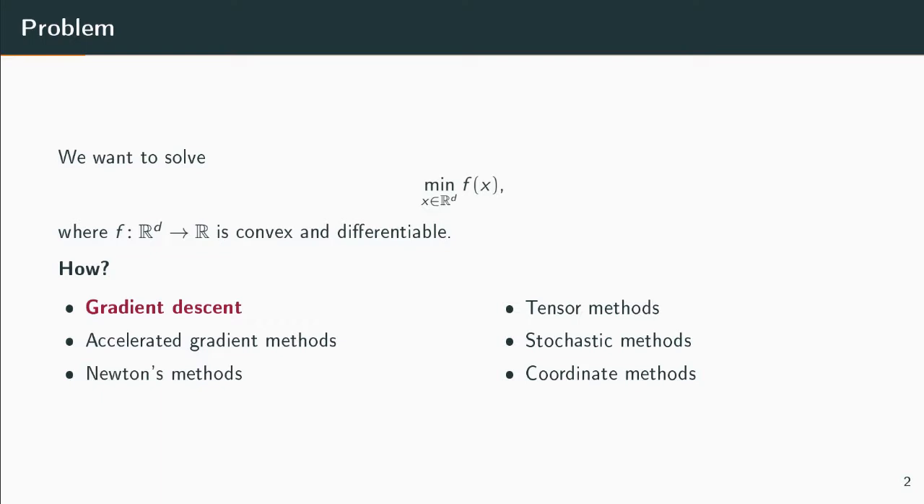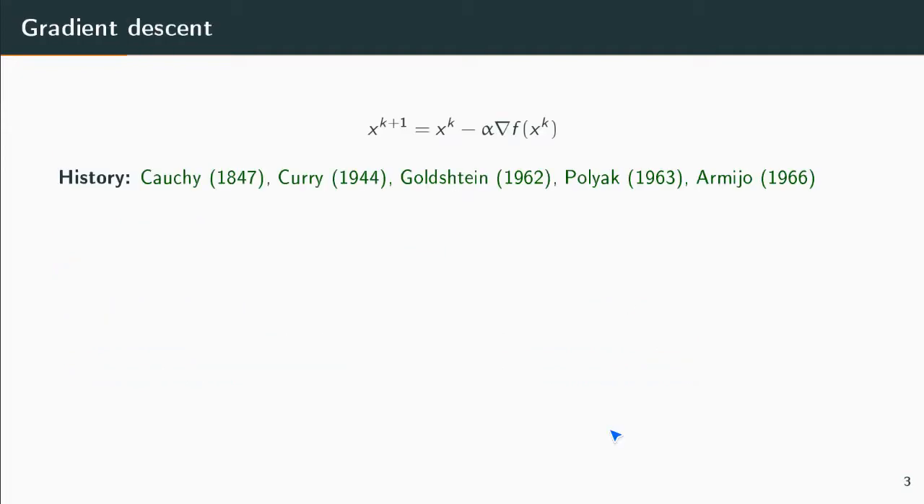Gradient descent is an old method. It goes back to Cauchy in the 19th century. There are many major papers on the way.